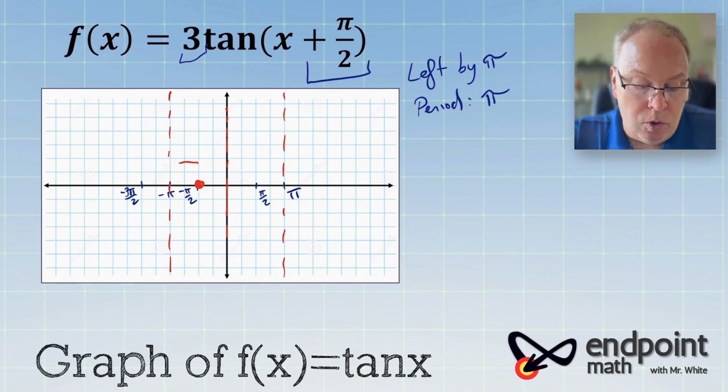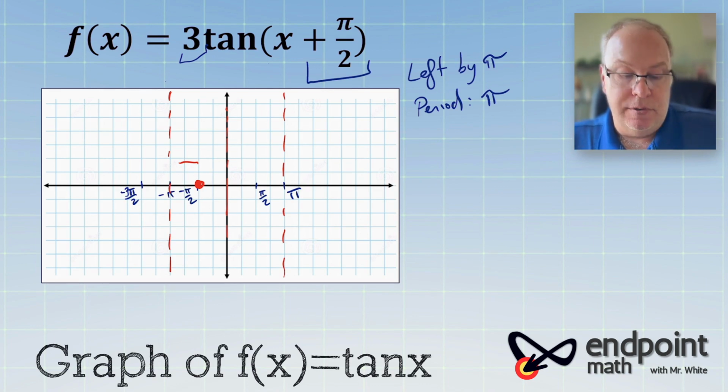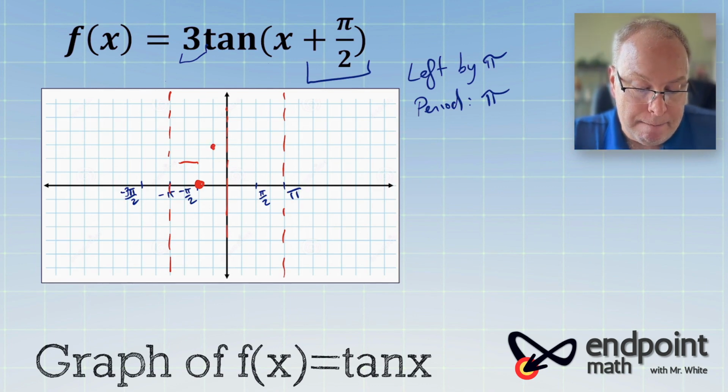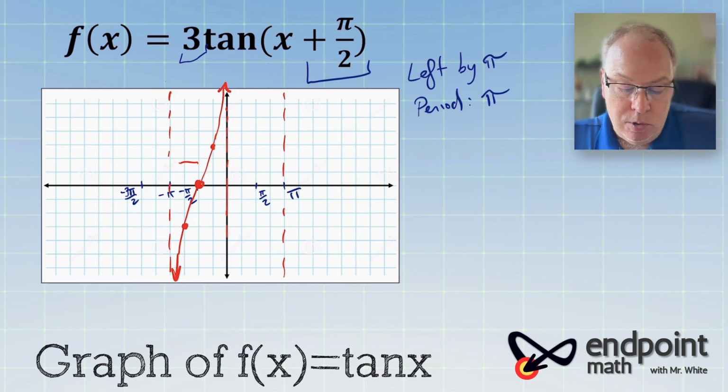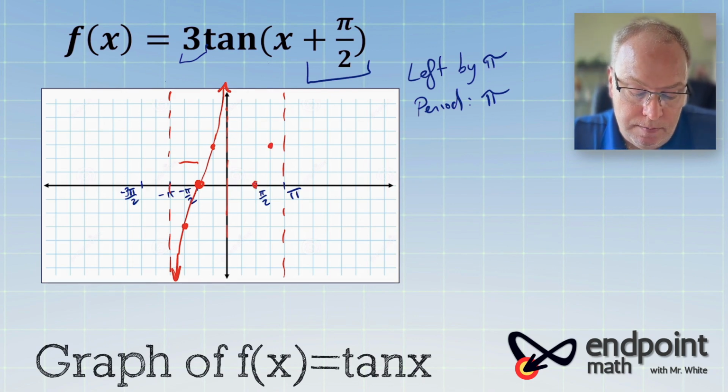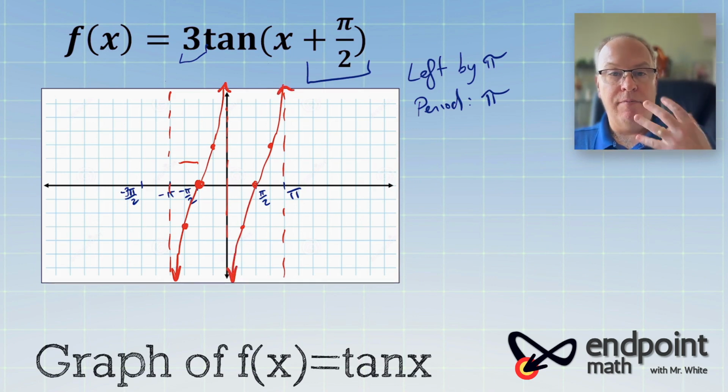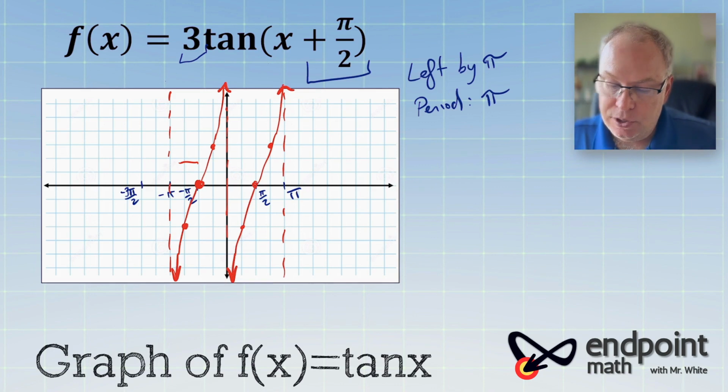Now remember, normally my dot would be right there, but this is 3 times higher, so I go up here, and I go down here. And we've got our tangent curve. It's very steep. It's been moved over a little bit, as you saw. And this is an increasing function. And we could keep graphing. So there's 2 periods of tangent.